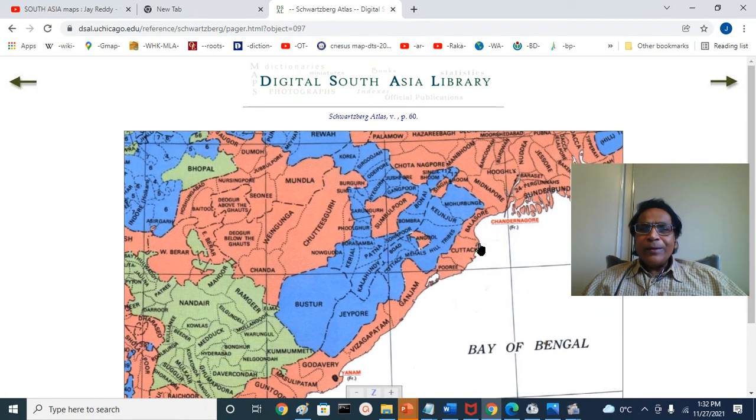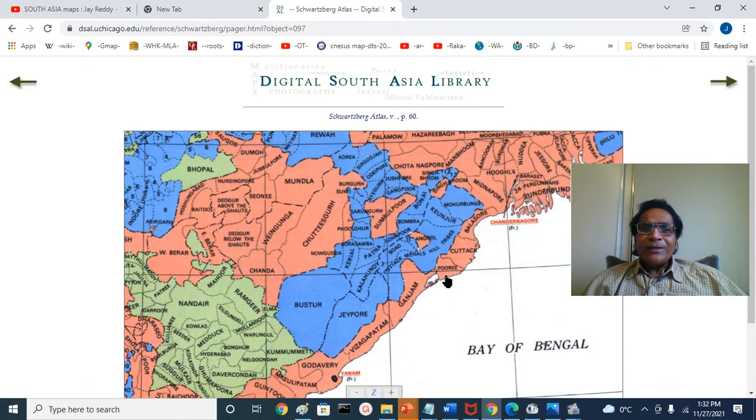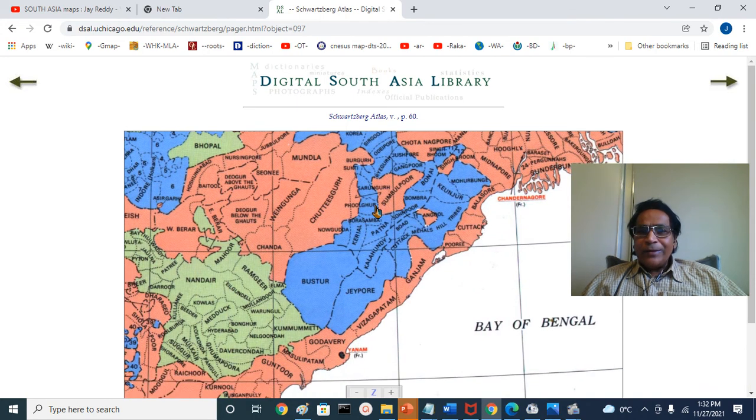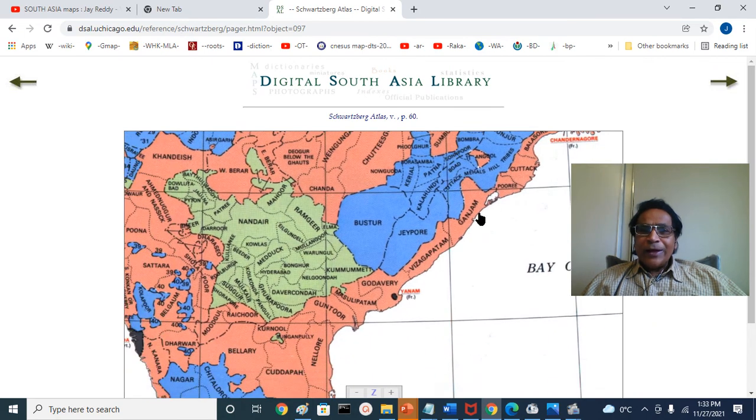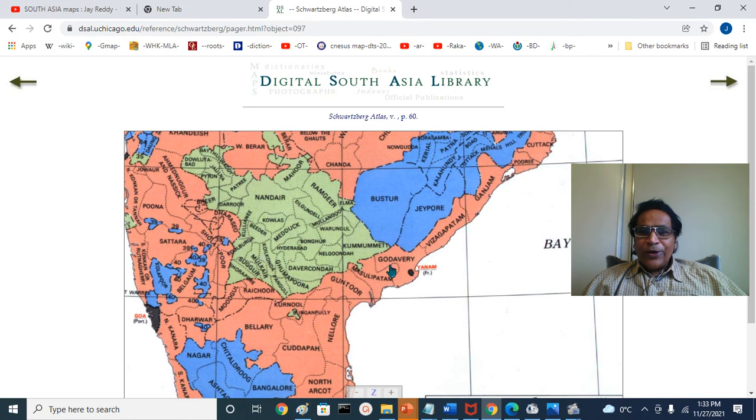This is the Bengal Presidency, that is Puri district, Cuttack district, Balsore district. Later it was called Orissa province, including Sambalpur. You see the Ganjam district here, Vishakhapatnam district, Godavari district.